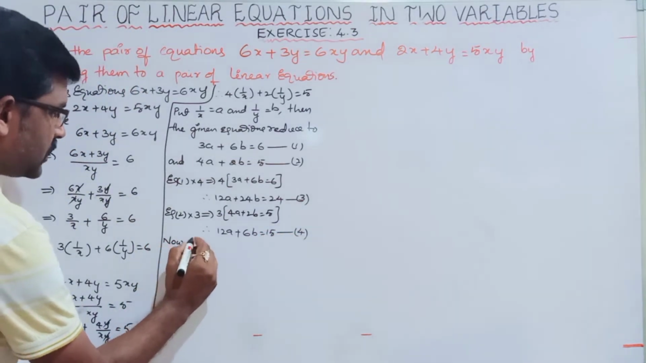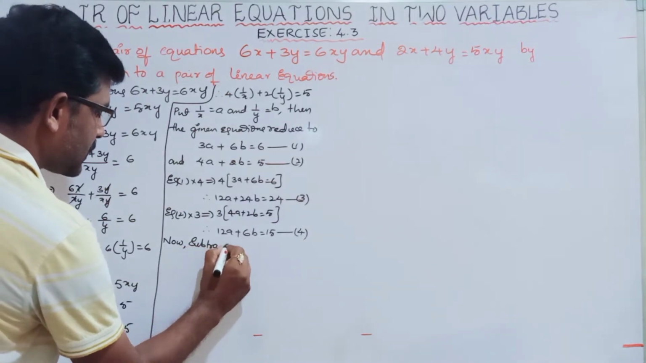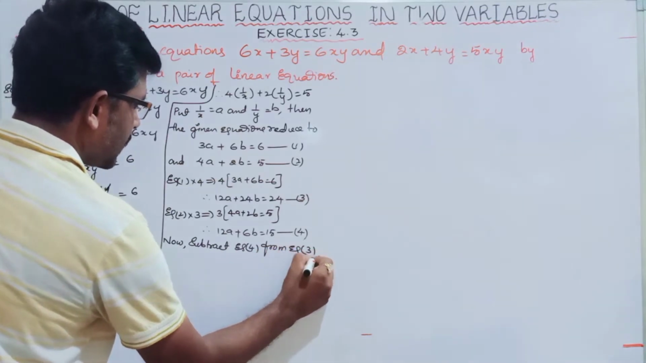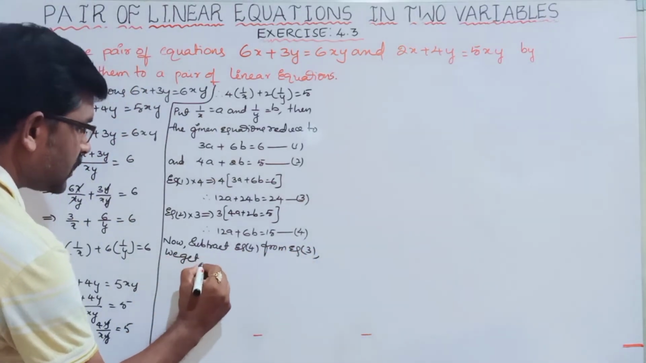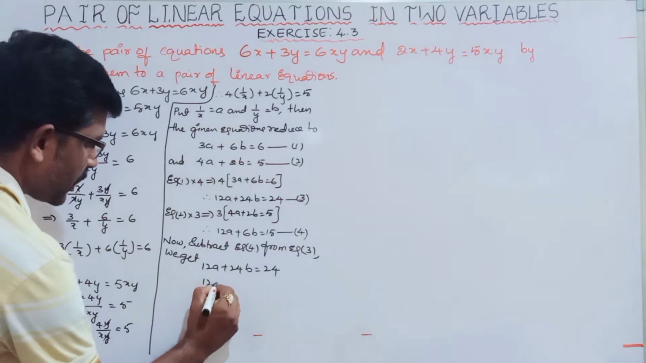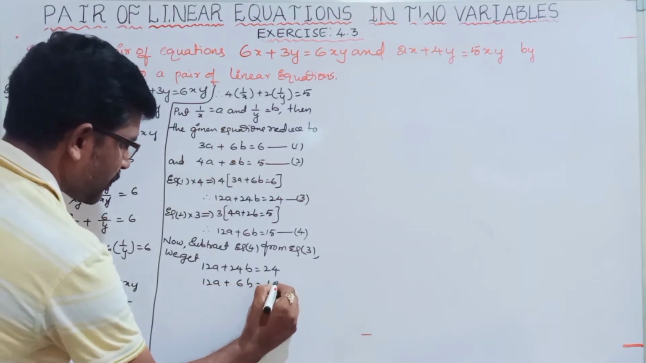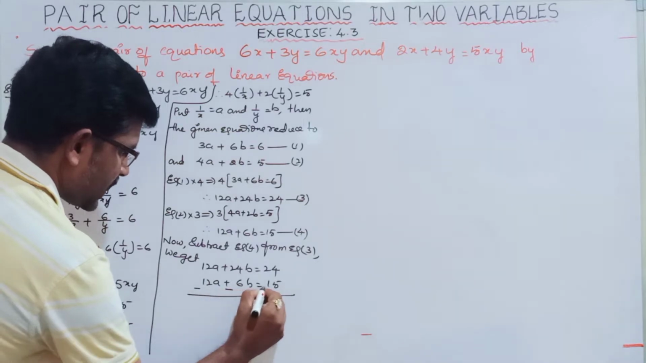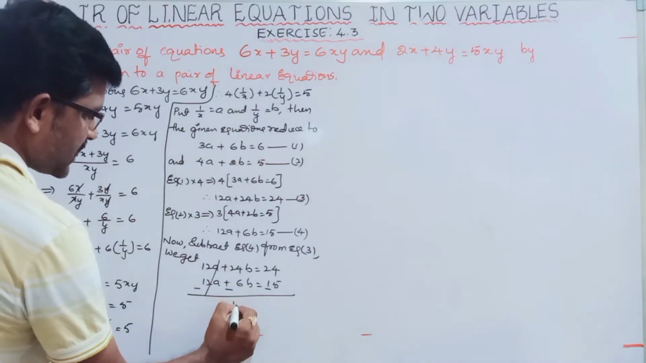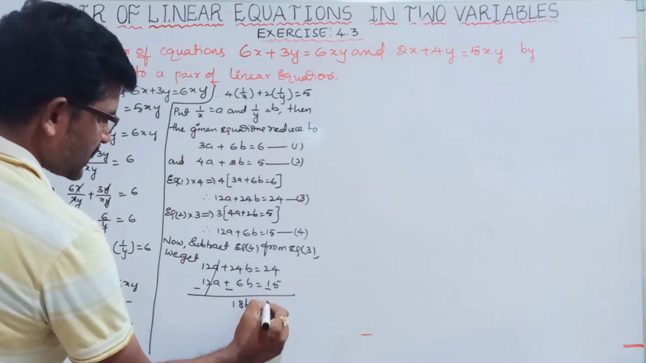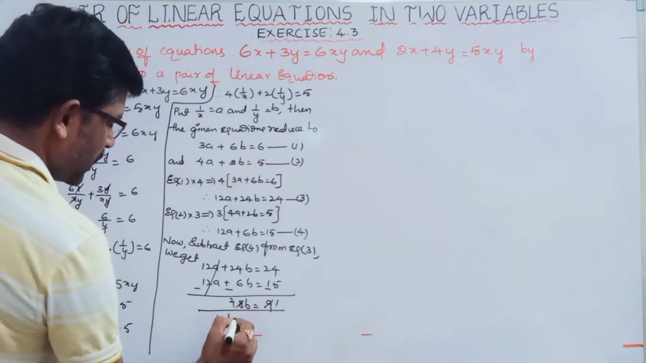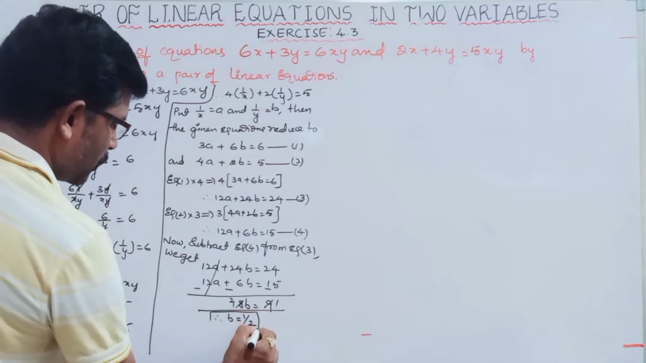Now, subtract equation 4 from equation 3. We get 12a plus 24b is equal to 24, 12a plus 6b is equal to 15. So here minus, minus, minus, here plus, 12a minus 12a gets cancelled. 24 minus 6, 18b, 24 minus 15, 9. Here 9 ones are, 9 twos are. Therefore, b is equal to 1 by 2.